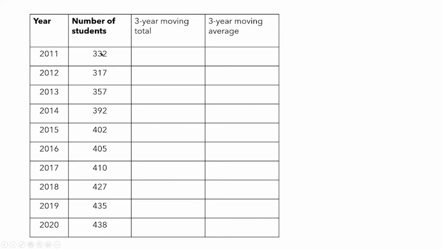3-year moving total is, for 2012, the sum of these three. We will not have the first year. If we add these three, 332, 317, 357, we get 1006. Then 317, 357, 392, 1066. Then 357, 392, 402. It is 1151.